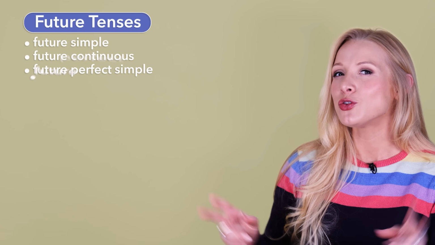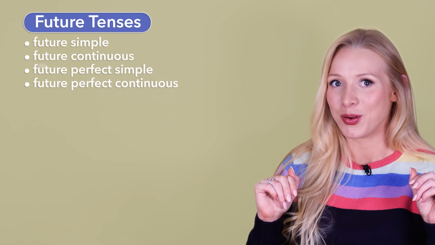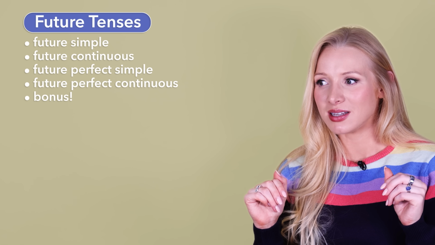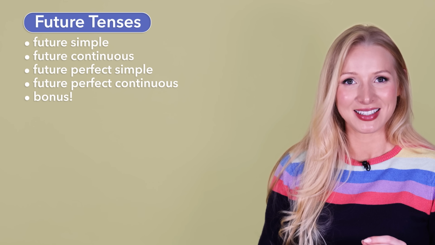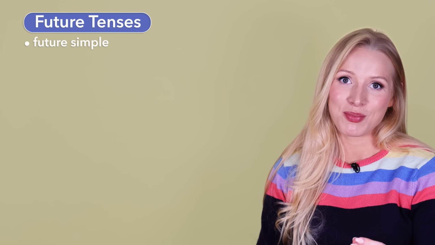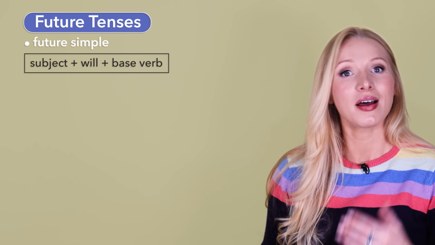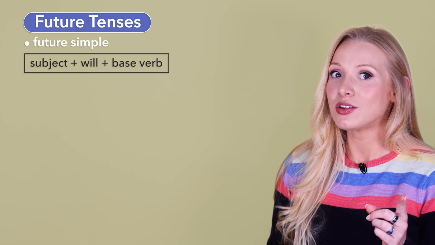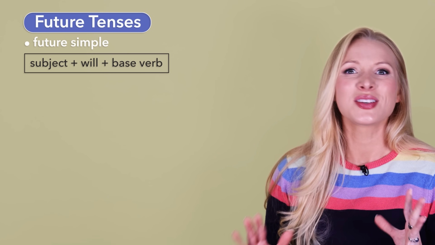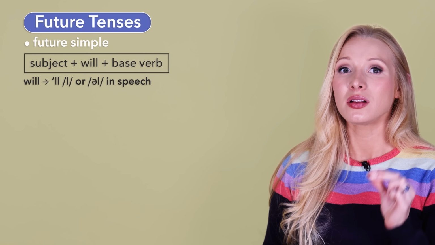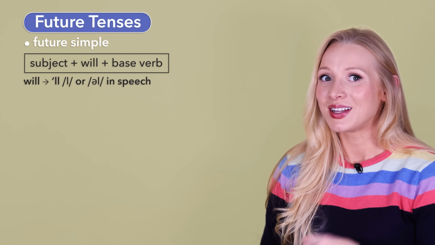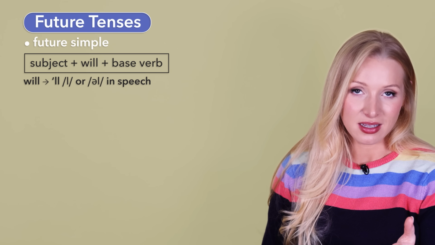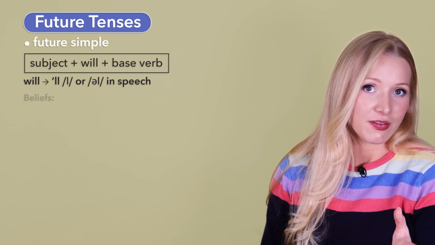Okay, let's move on to look at our 4 future tenses, plus a bonus one. Some people consider these tenses, some people don't. We'll call them tenses for simplicity. The future simple is formed with will plus base verb. And in speech, we almost always contract will to 'll: you'll, she'll, it'll.